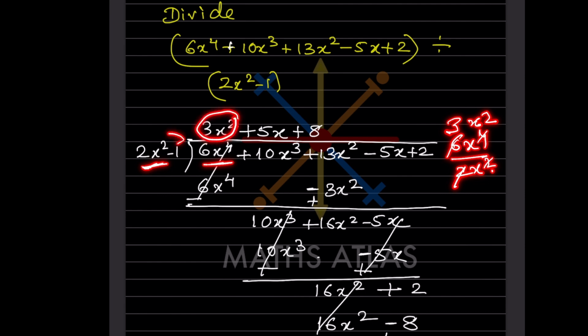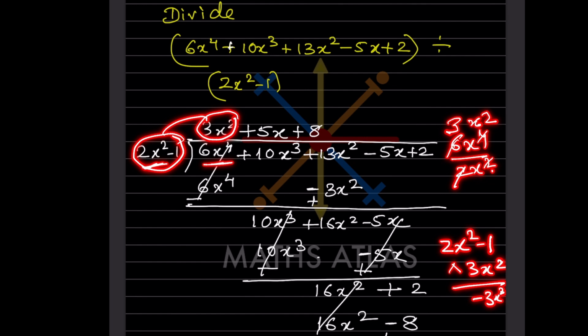Now what are you going to do? This whole part you are going to multiply by this one. So what will be that? 2x squared minus 1 into 3x squared. So this will be minus 3x squared, and when you multiply this into this, that is going to be 6x to the 4. So 6x to the 4, minus 3x squared. Why did I write here minus 3x squared? Because this is also x squared. We don't have an x cubed term.